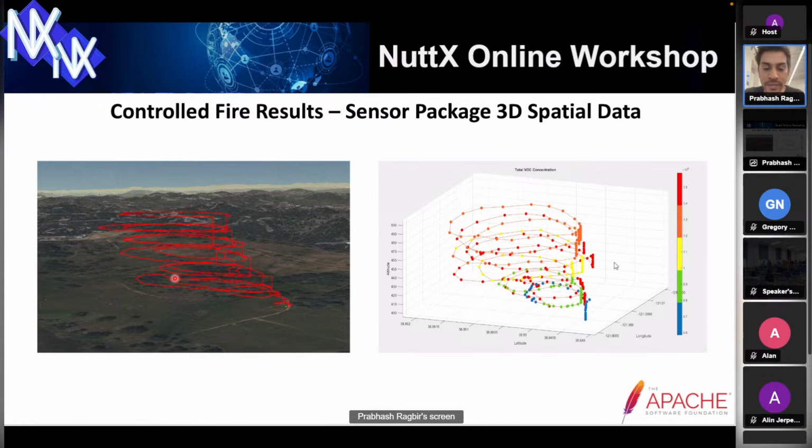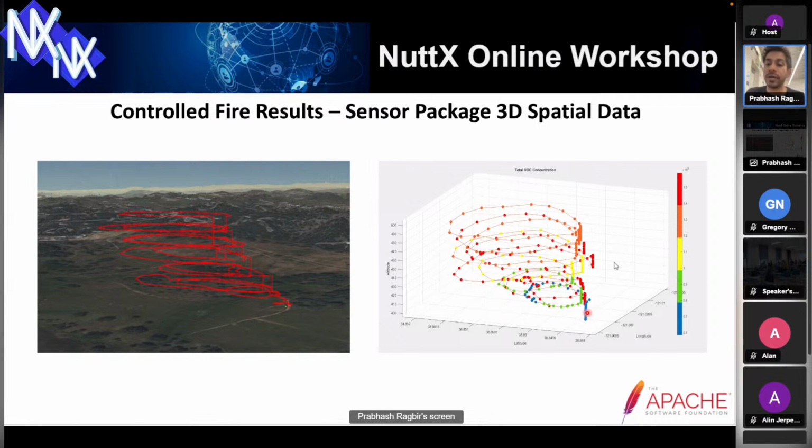So this on the left is the 3D GPS data. This is the flight path of the drone. The source of the fire would have been here, and as the smoke propagates in this direction, we would have continuously flown around the smoke in order to capture as much data as possible. Then we synced that GPS data with the chemical data in order to produce this spatial plot.